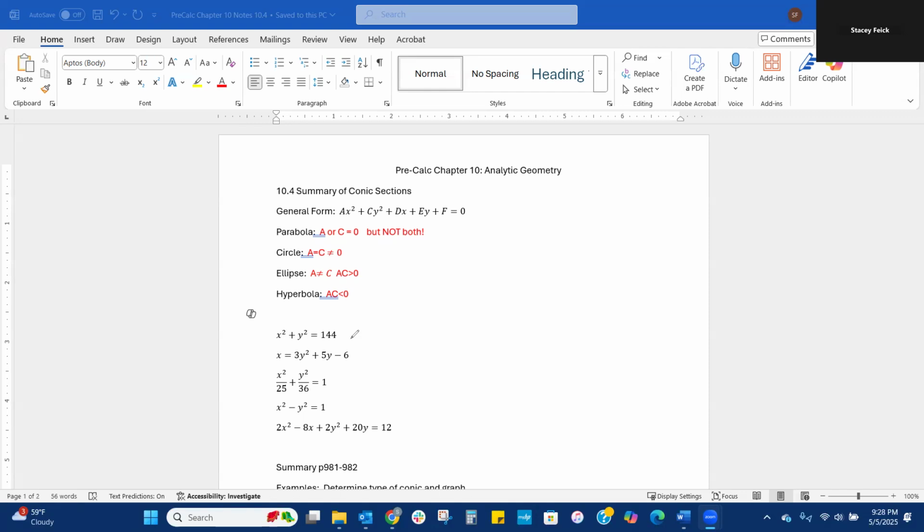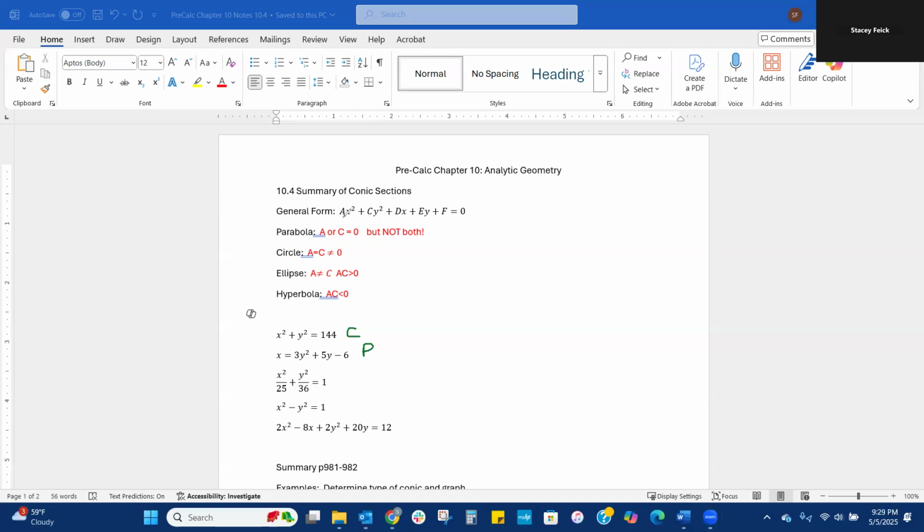So x squared plus y squared equals 144. A is 1, C is 1. So A equals C, and they don't equal 0. So this must be a circle. In the second example, we have y squared, but we don't have any x squared. So we have our C value, but our A value must be 0. So therefore, this one must be a parabola.